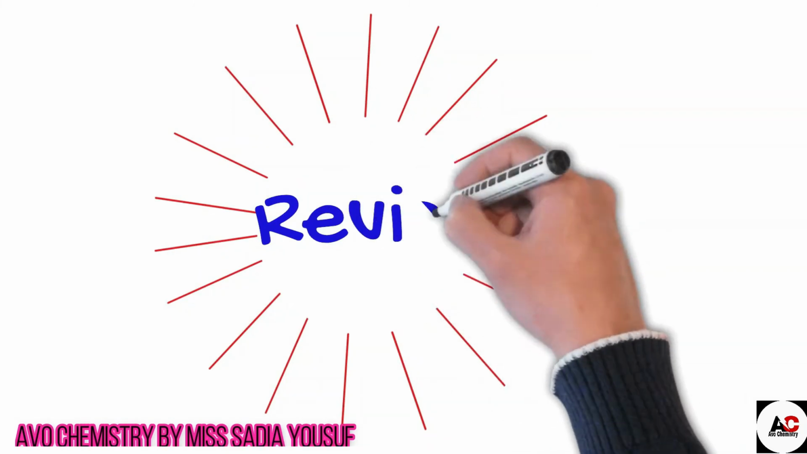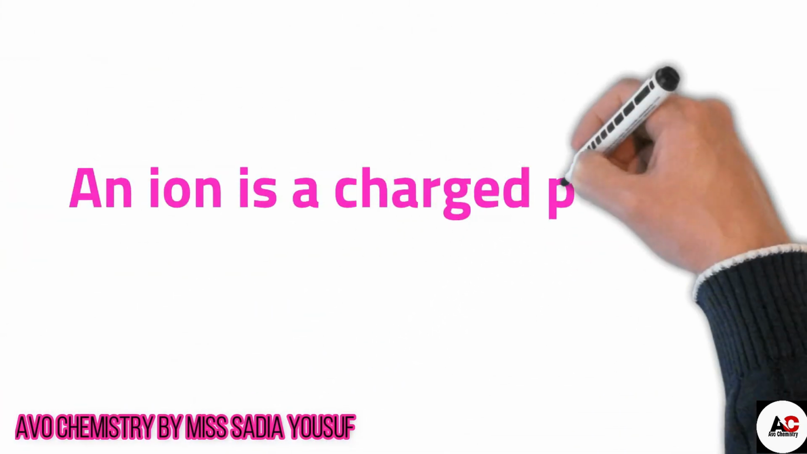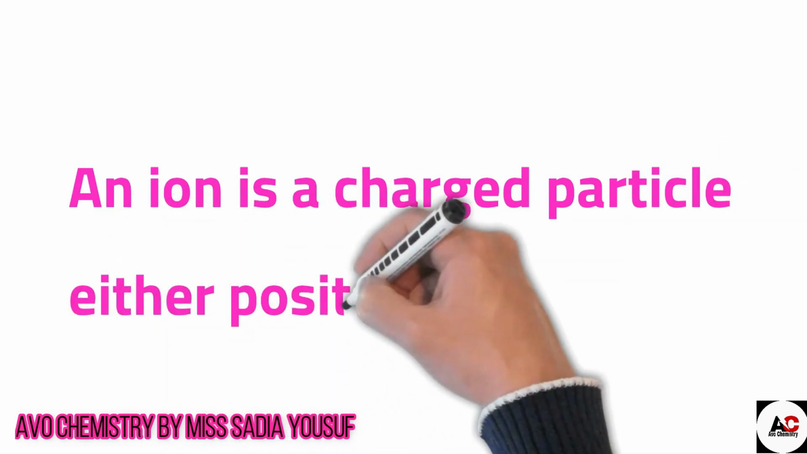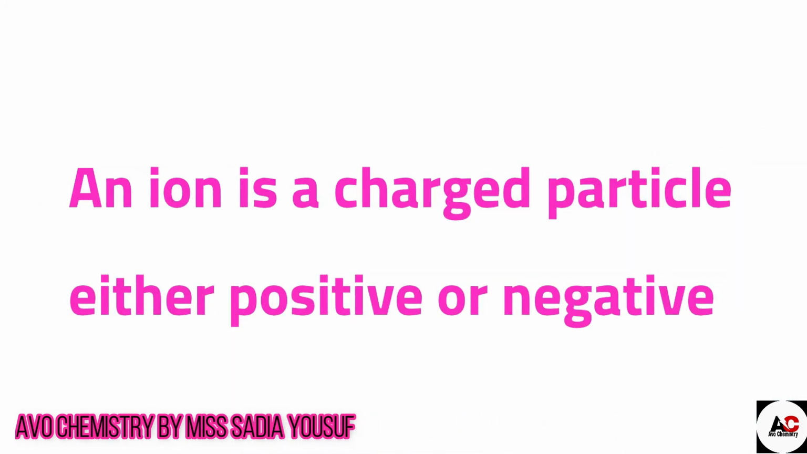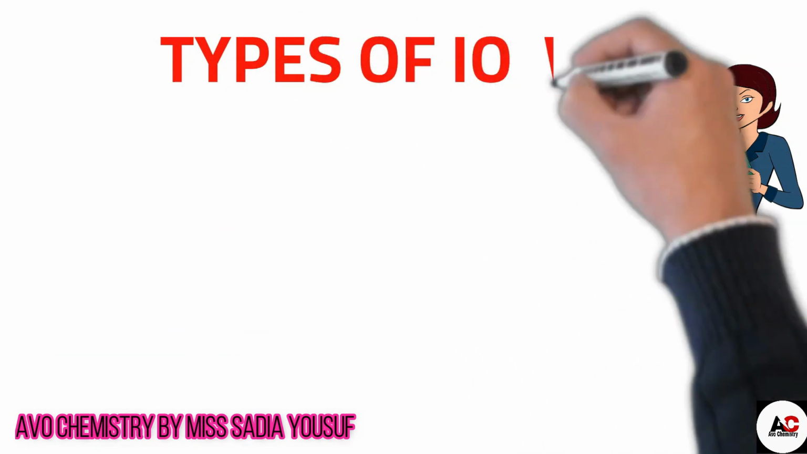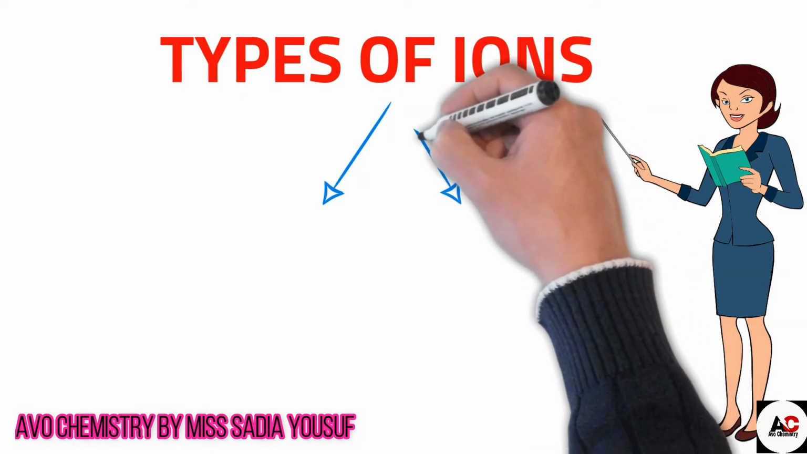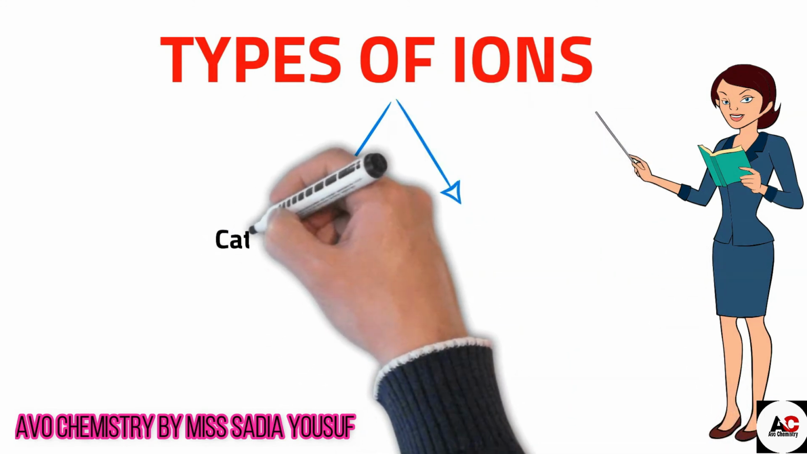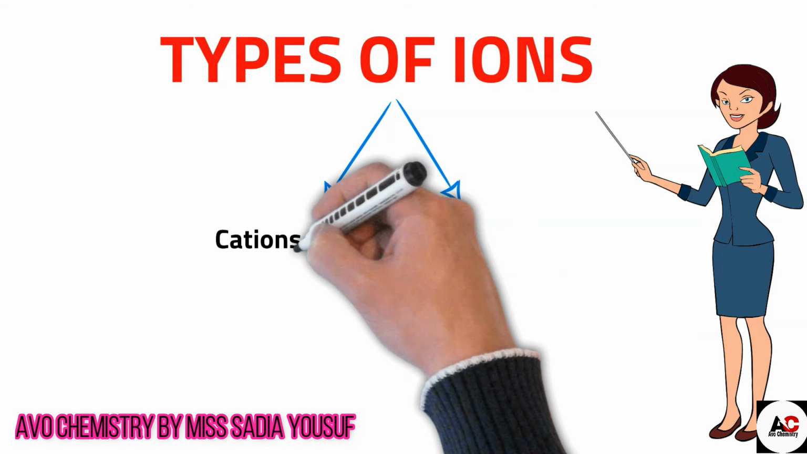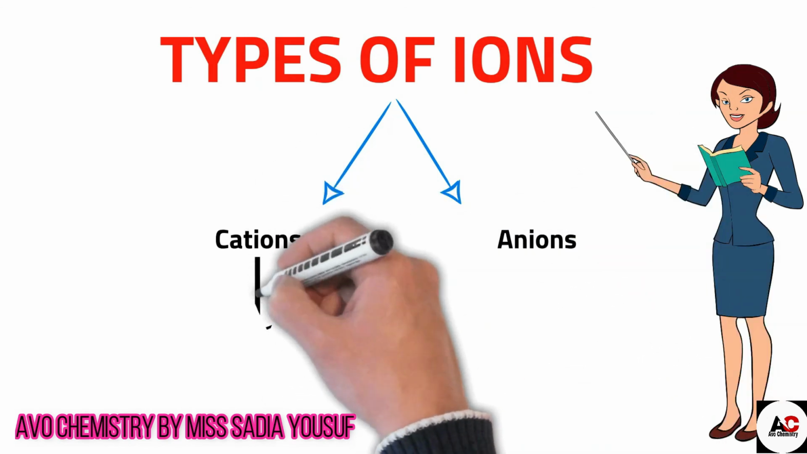Now students, let's revise what we have learned today about ions. An ion is a charged particle, either positive or negative. Types of ions. How many types of ions? There are two types of ions, cations and anions. What are the cations? Positively charged ions are called cations and negatively charged ions are called anions.